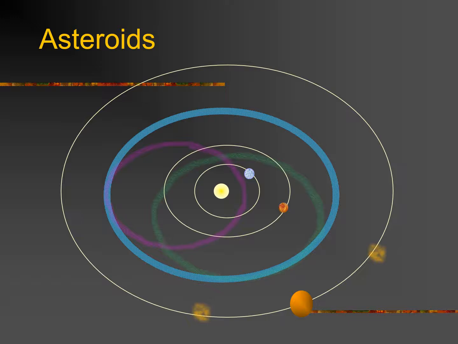Now, if you look at Jupiter, you'll see that there's clumps of orange on either side of its orbit. Those are called the Trojan asteroids. And they make about a 60-degree angle between Jupiter and Jupiter's orbit with the sun.